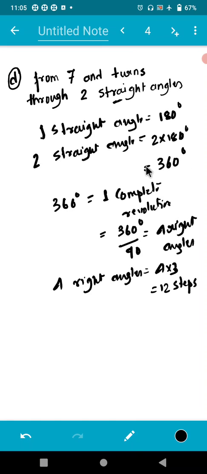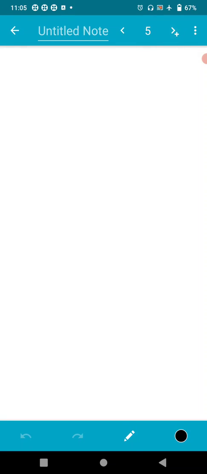That means I have to move 360 degrees. Now we know that if we move 360 degrees, it is equivalent to one complete revolution, and one complete revolution means how many right angles we have to move? 4 right angles we have to move. Fine, 4 right angles, and 4 right angles means how many steps we have to move? That means 12 steps. It's as easy as this. So let's move to the next page.